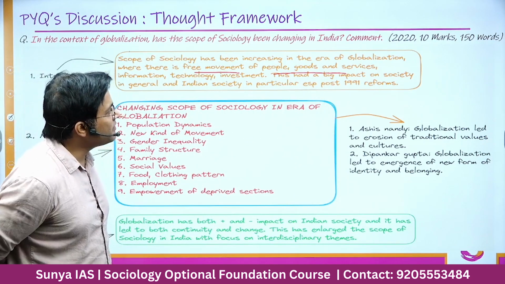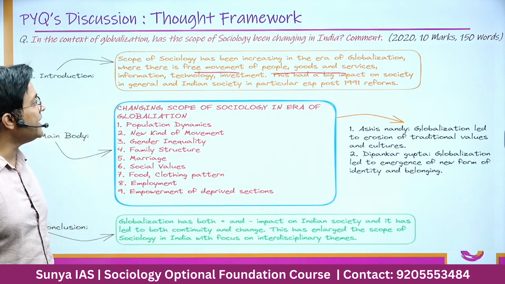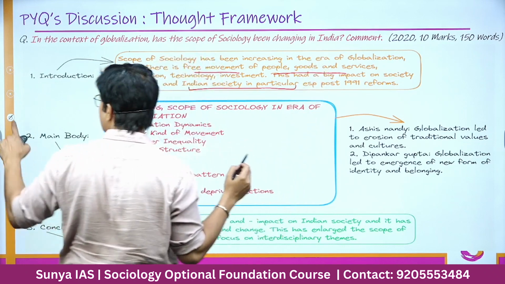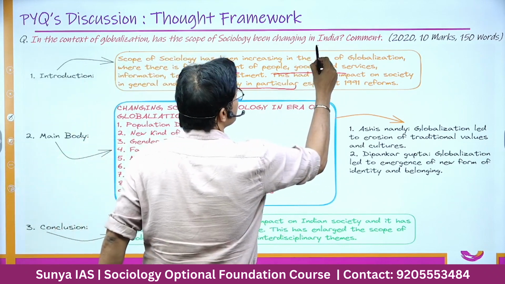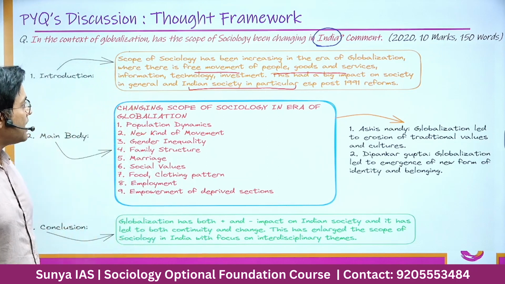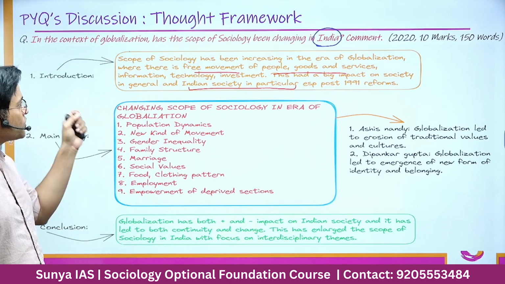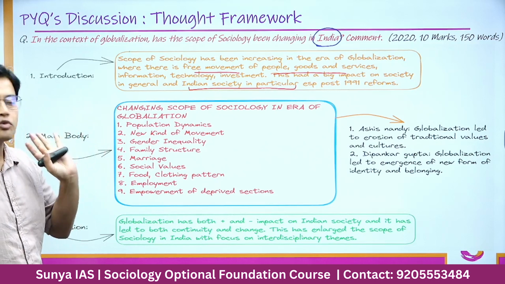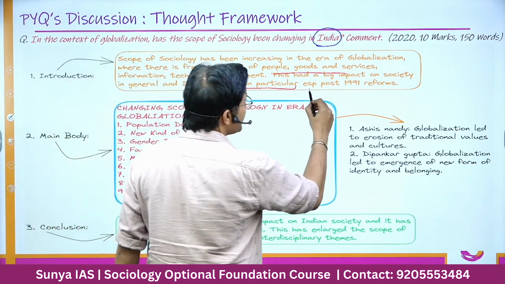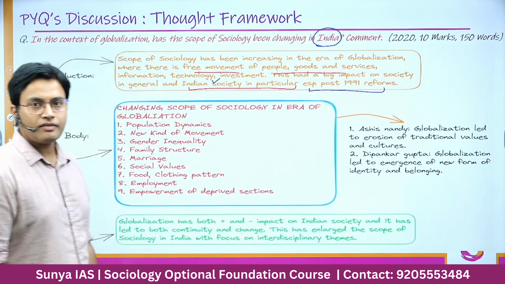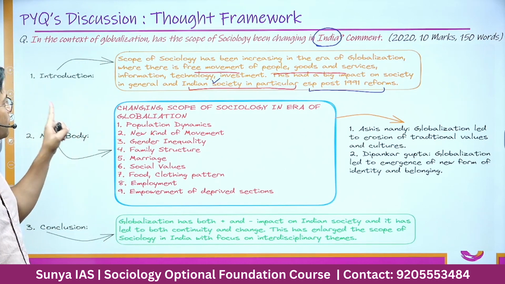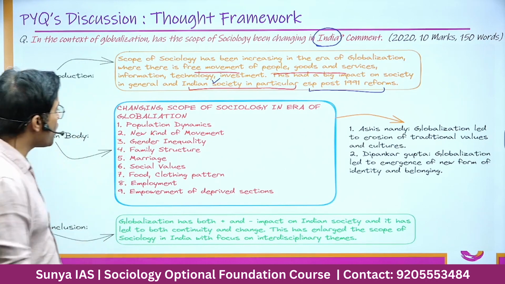This had a big impact on society in general and Indian society in particular. Because in the question itself, they have asked a very specific thing: whether the scope of sociology in India has expanded or not in the era of globalization. So I've mentioned Indian society, especially post-1991 reforms. Now let's talk about the changing scope of sociology in the era of globalization with respect to Indian society, just like population dynamics.